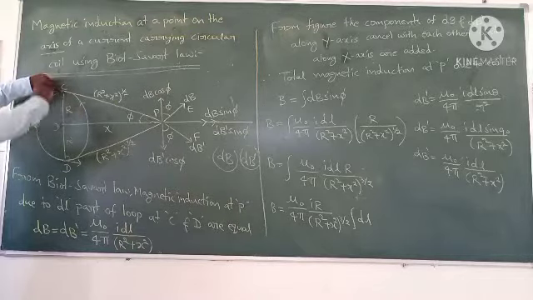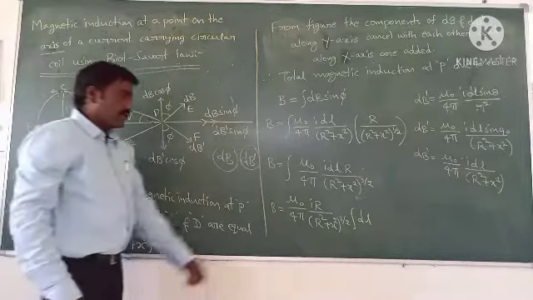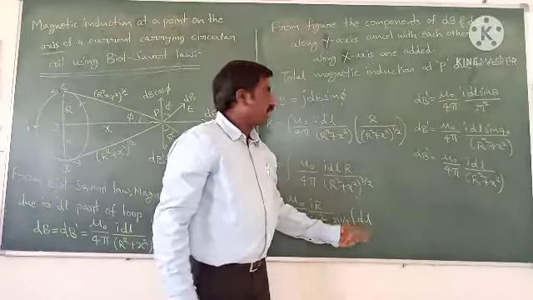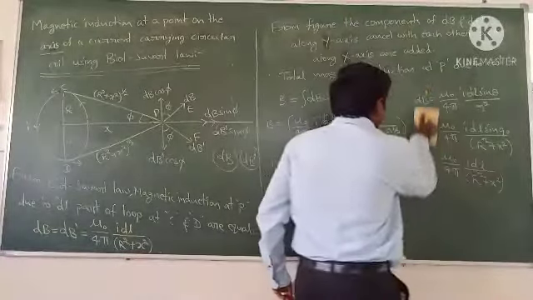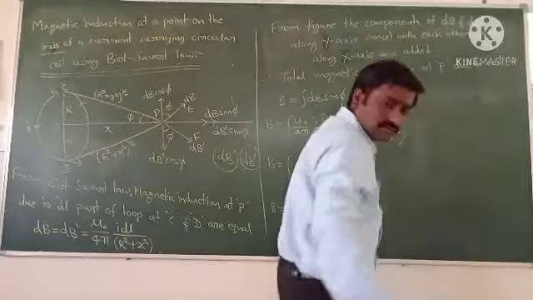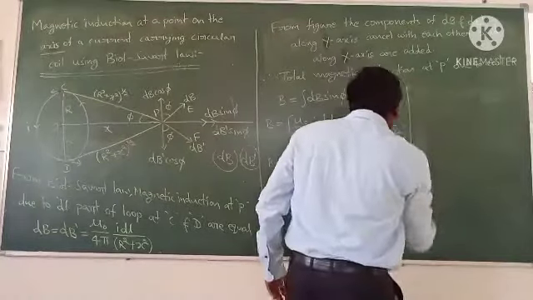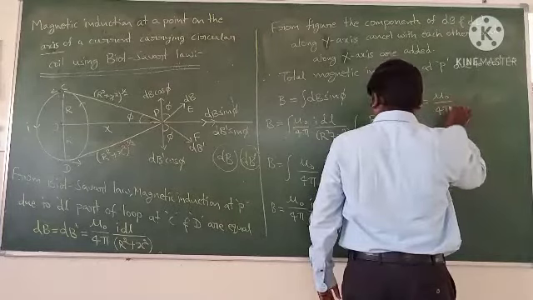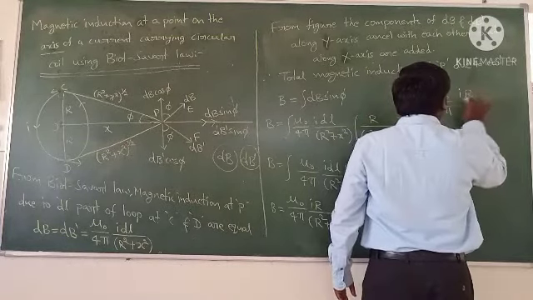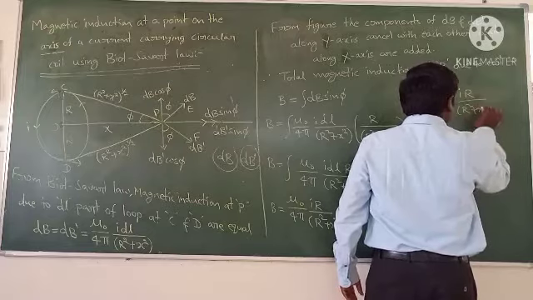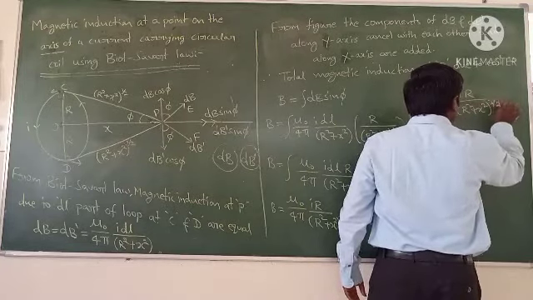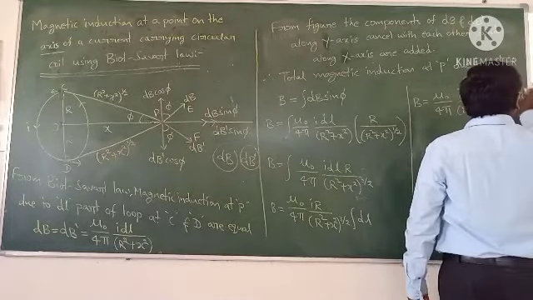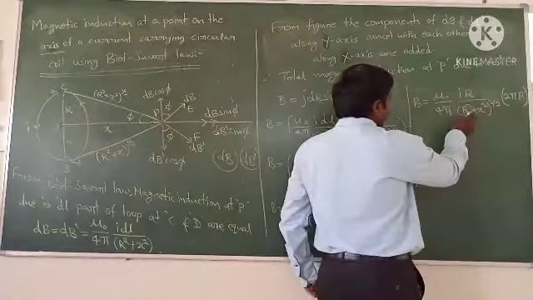So what do we call this entire length? Circumference of a circle. So integral dl can be written as the circumference of a circle, that is 2 pi r. So this can be written as B equals mu naught by 4 pi I r by r square plus x square whole power 3 by 2. So integral dl means 2 pi r.